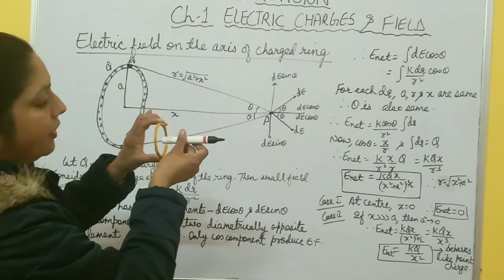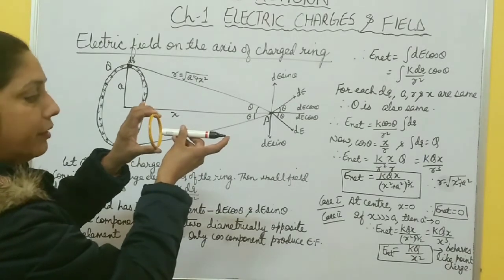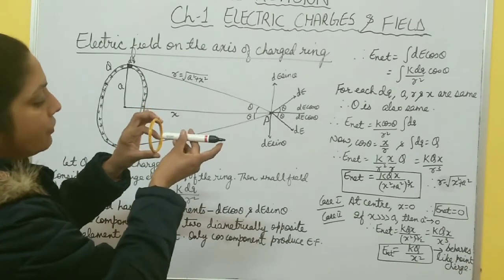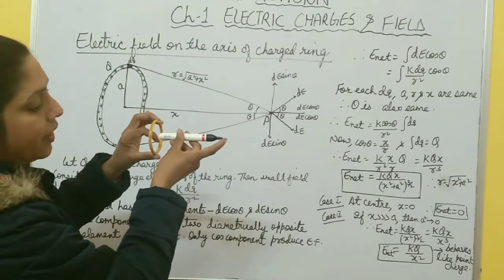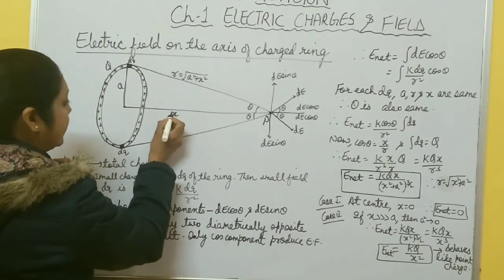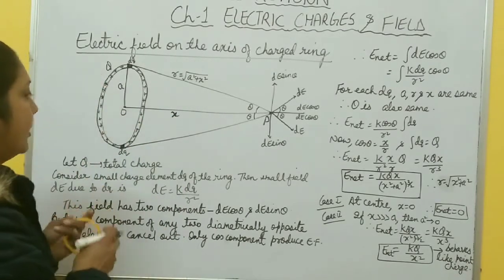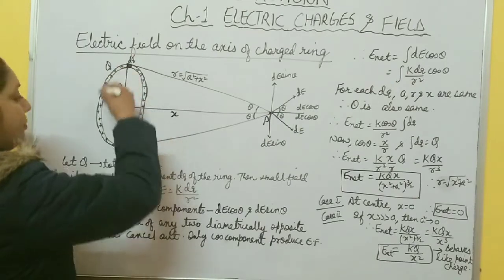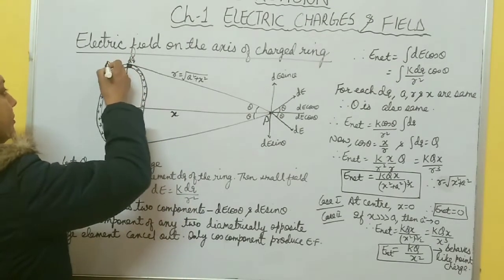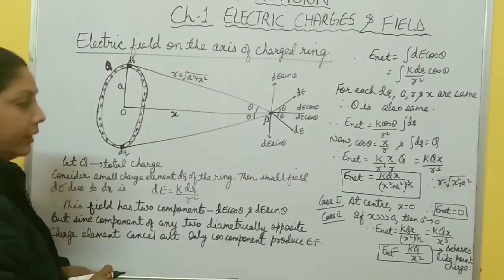You have to find electric field on the axis of the ring. It means at this point you have to find electric field. Let the distance from the center of the ring to the point at which electric field is determined be X. This one is X, center of the ring, and this radius is A. And total charge distributed over this ring is capital Q. Capital Q is the total charge over the ring, right?